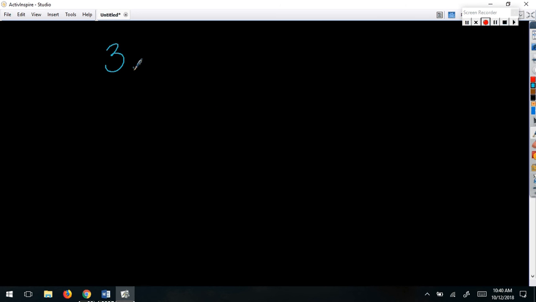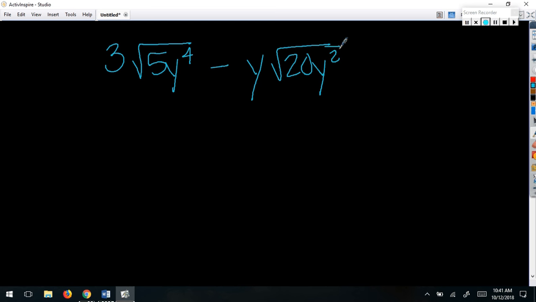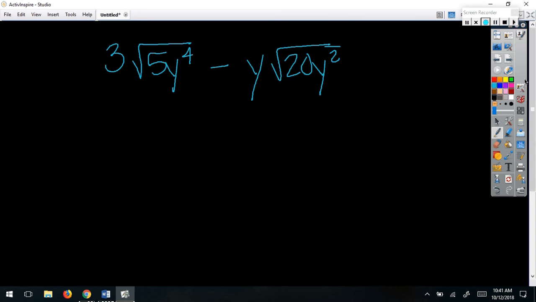Let's do one more. Let's make this a little challenging. Let's do 3 times the square root of 5y to the 4th minus y times the square root of 20y squared. And I'm going to give you a hint. Before you start on this one, simplify everything you can first and then see what happens. Okay, so I hope you've had time to do this.